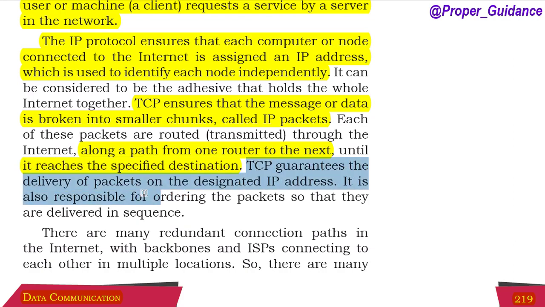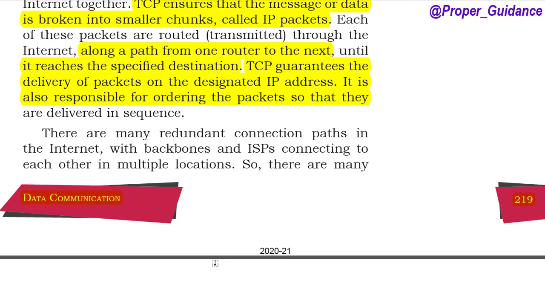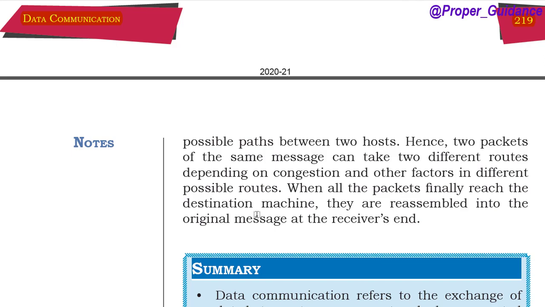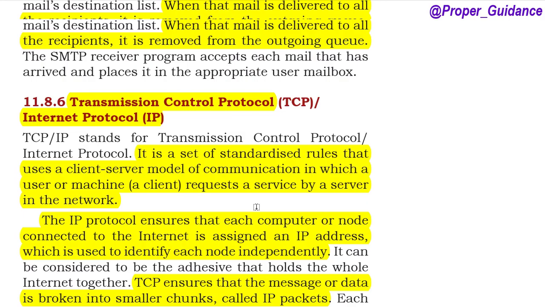TCP guarantees the delivery of packets to the designated IP address. It is also responsible for ordering the packets so that they are delivered in sequence. There are many redundant connection paths in the internet with backbones and ISPs connecting to each other in multiple locations. So there are many possible paths between two hosts. Hence, two packets of the same message can take two different routes depending on the congestion and other factors in different possible routes. When all the packets finally reach the destination machine, they are reassembled into the original message at the receiver's end. These are all the techniques followed by these protocols.